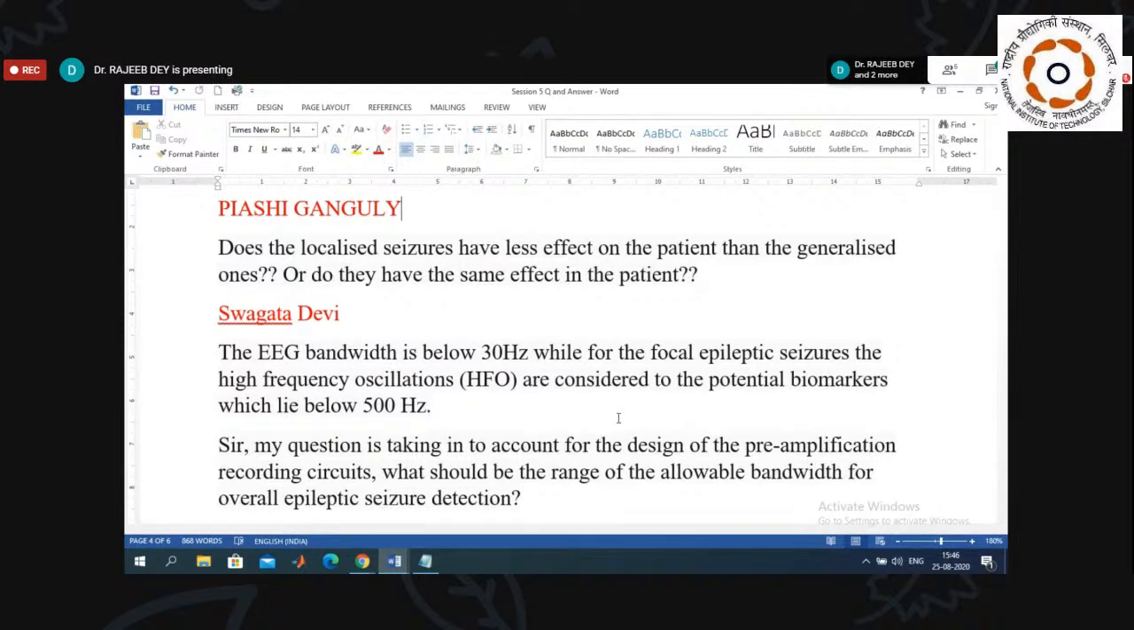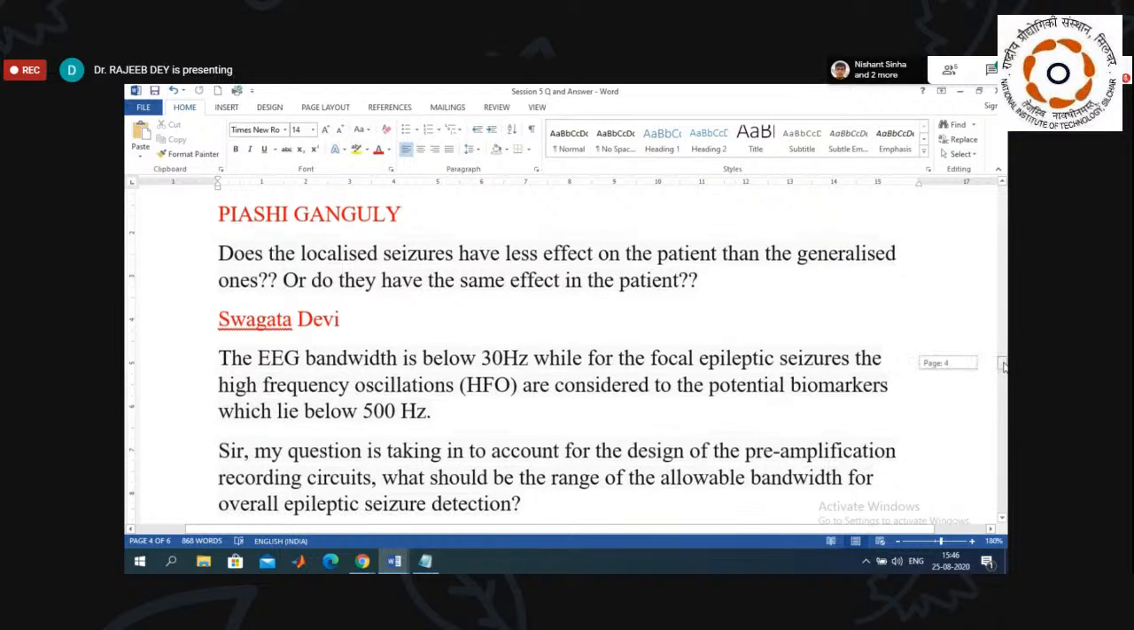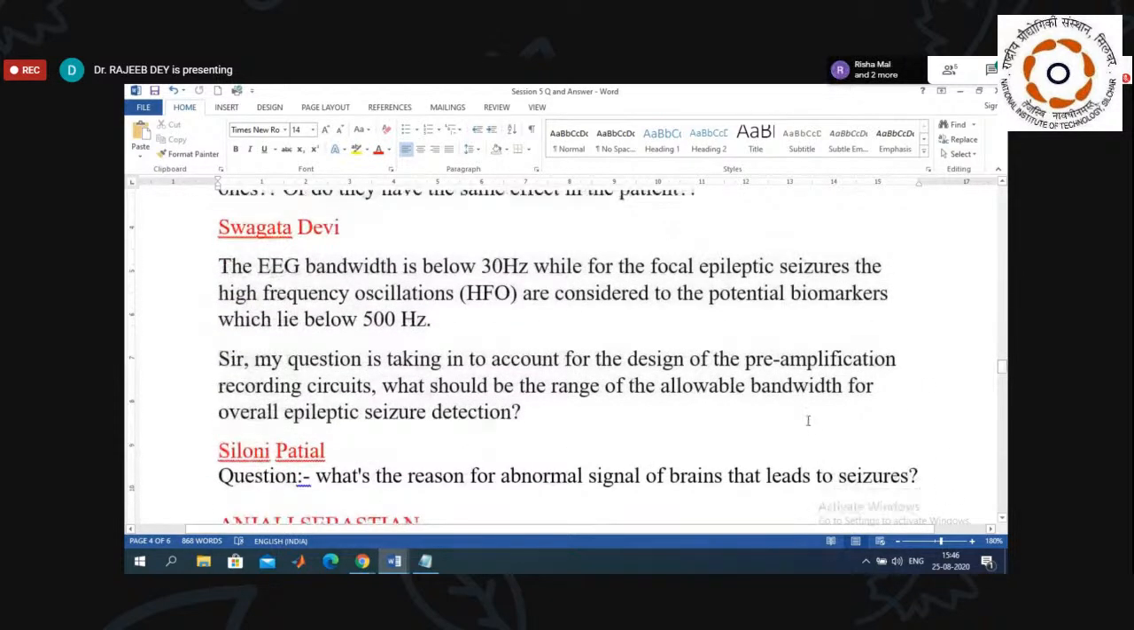Does the localized seizure have less effect on patients than the generalized one, or do they have the same? Essentially the question is whether patients with focal epilepsy are less severely affected than patients with generalized epilepsy. There are different types of seizures. Generalized epilepsy typically happens in the first two decades of life and is often considered to have a developmental basis, as opposed to focal epilepsy. But in terms of severity or effect, it is really very patient specific, and it's very difficult to comment on anything in general. The treatment also differs, in terms of which drugs they have to be treated with.